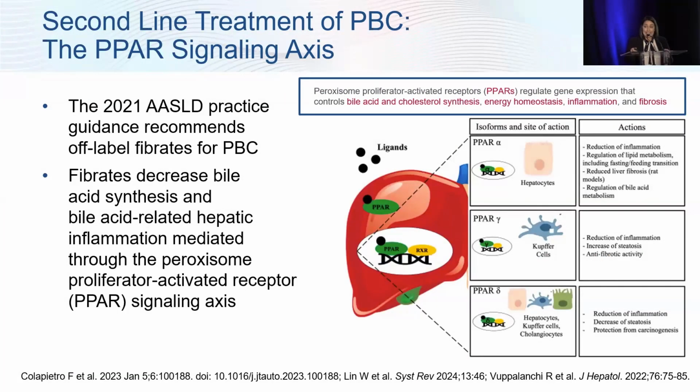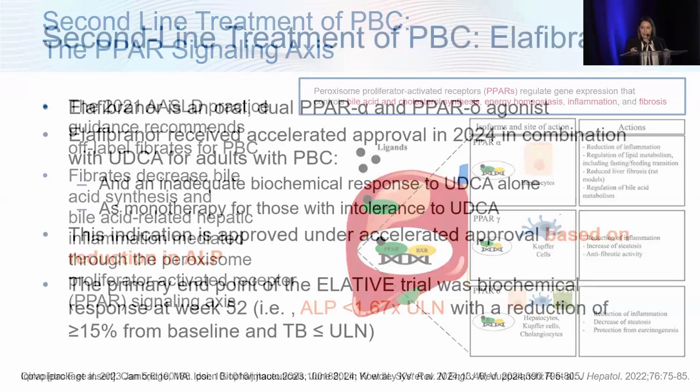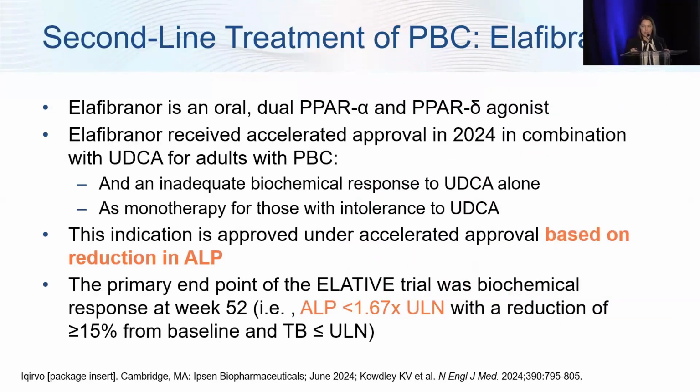So, a newer and different class of medication that works through a slightly different mechanism of action, the PPAR signaling axis. We have had off-label use of fenofibrate in the AASLD guidelines for a while. And now we have 2 additional second-line treatments that were just approved earlier this summer. So elafibranor came first. This is a dual PPAR alpha and delta agonist. This got accelerated FDA approval in June of this year.